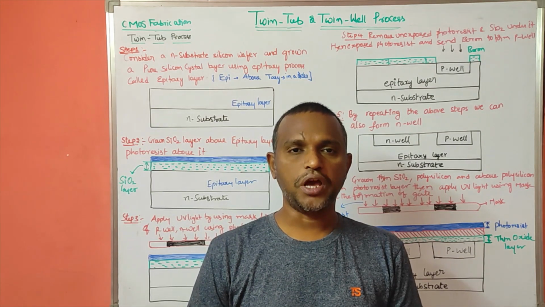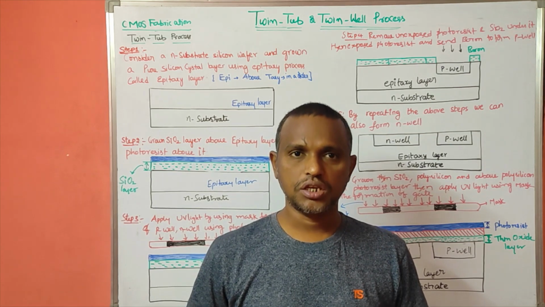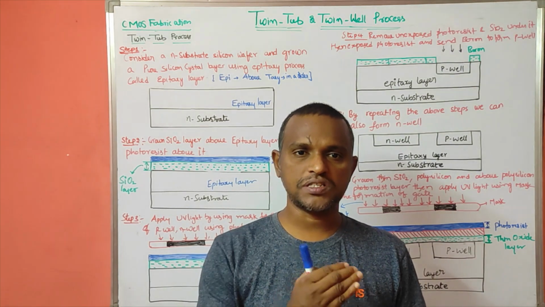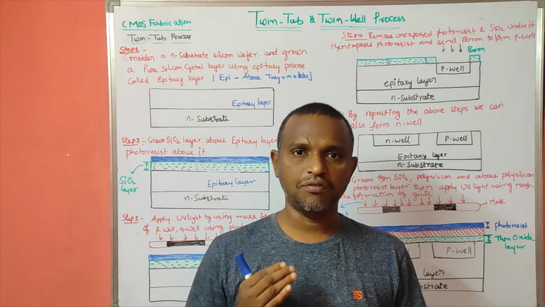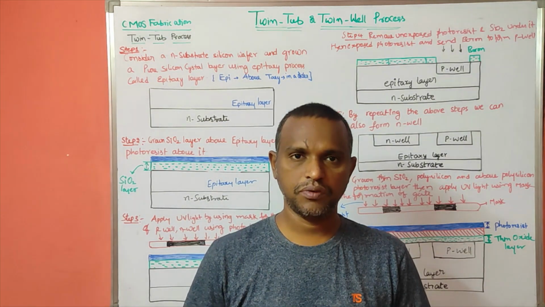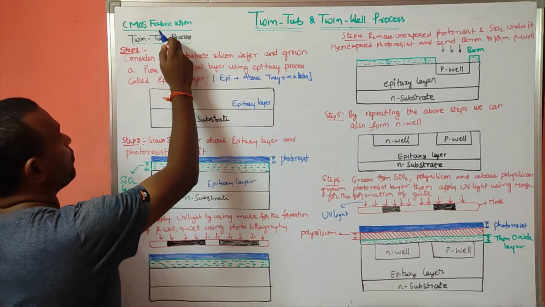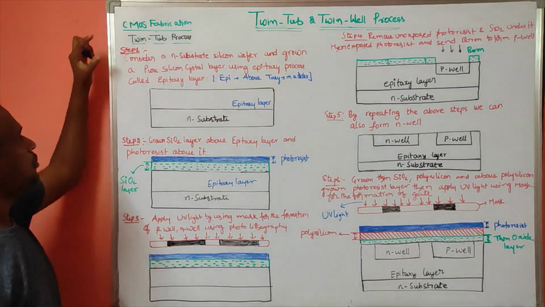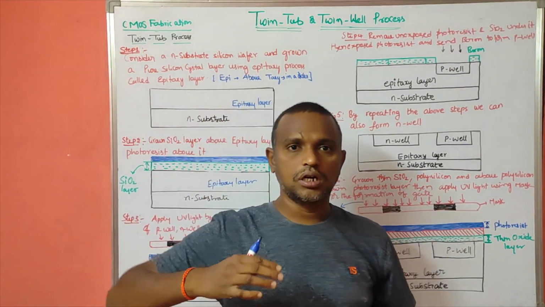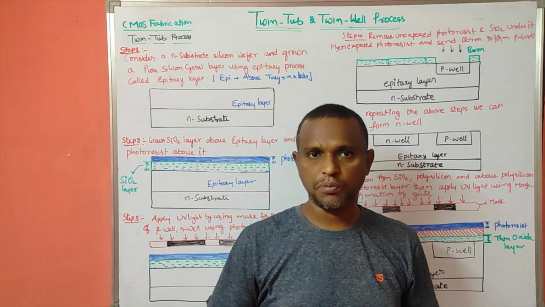Hello everyone. Today I am going to explain CMOS fabrication by using the twin well process or twin tub process. In the previous discussion I explained the N well as well as the P well process for CMOS fabrication. So today I am going with this twin tub process. What is the advantage of this twin tub process as compared with the N well and at the same time P well process?